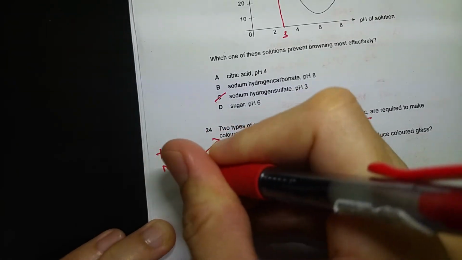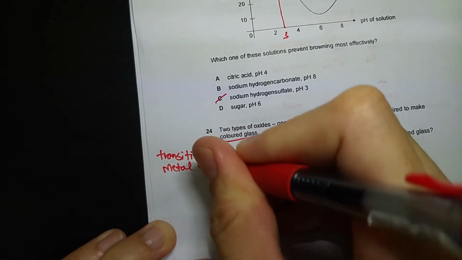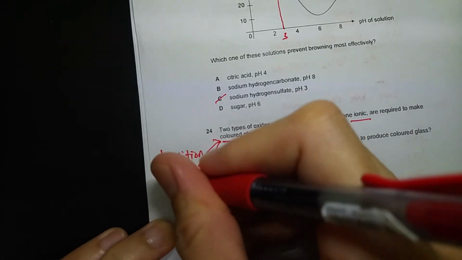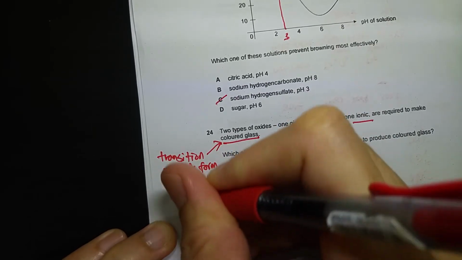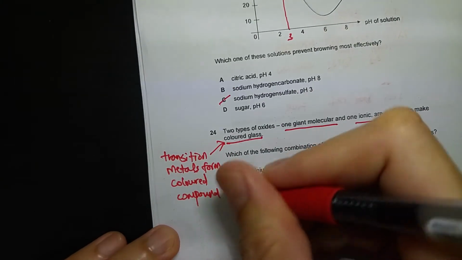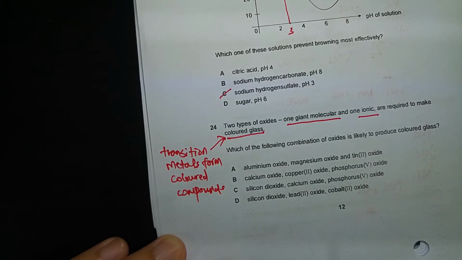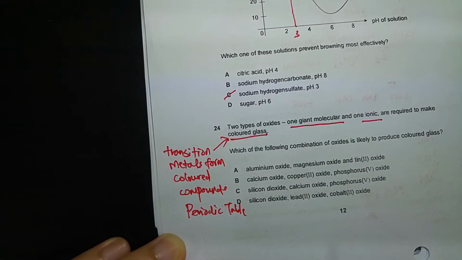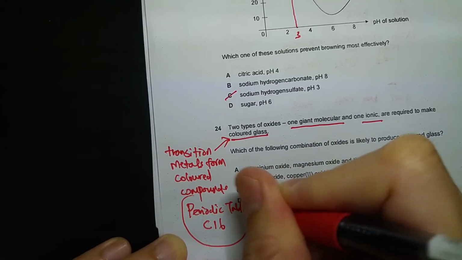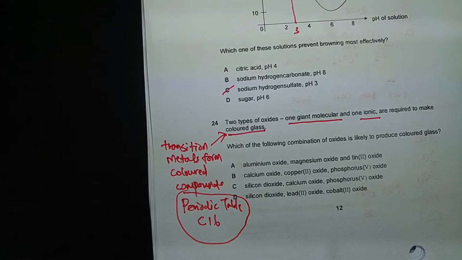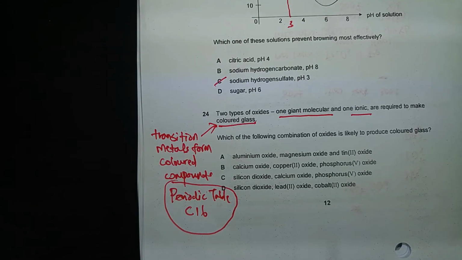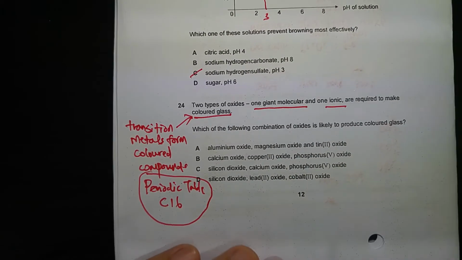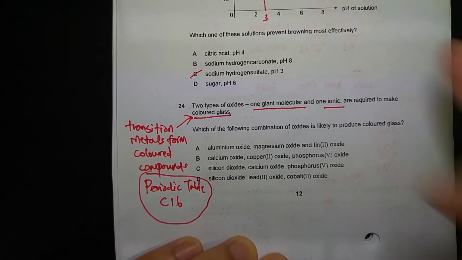Okay, transition metals form colored compounds. This is what chapter? This is the periodic table chapter, which is chapter 16. Okay, transition metals, they form colored compounds. For example, copper. Copper is a transition metal. Copper compound is colored. Which of the following combination of oxides is likely to produce colored glass?